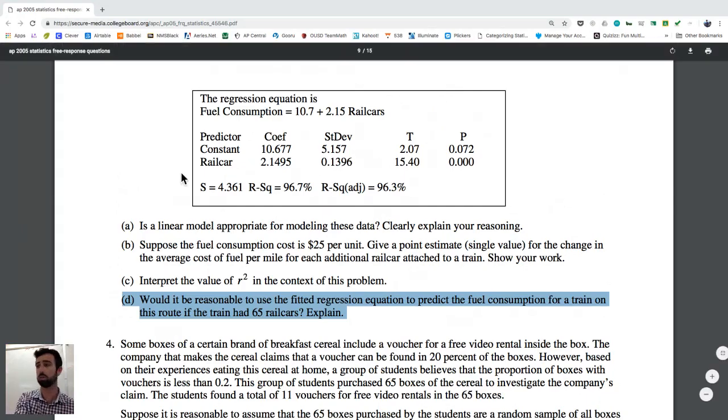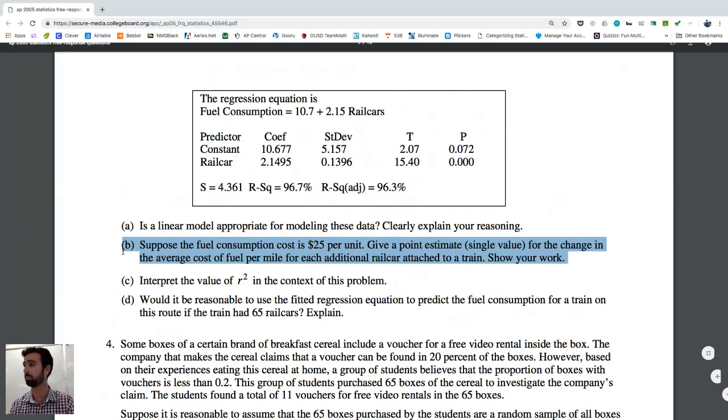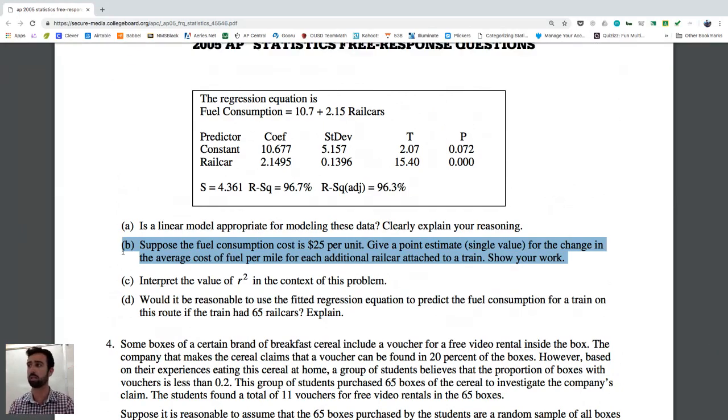B is a great question. It's saying, suppose fuel costs $25 a unit. Give a point estimate, a single value, for the change in the average cost of.